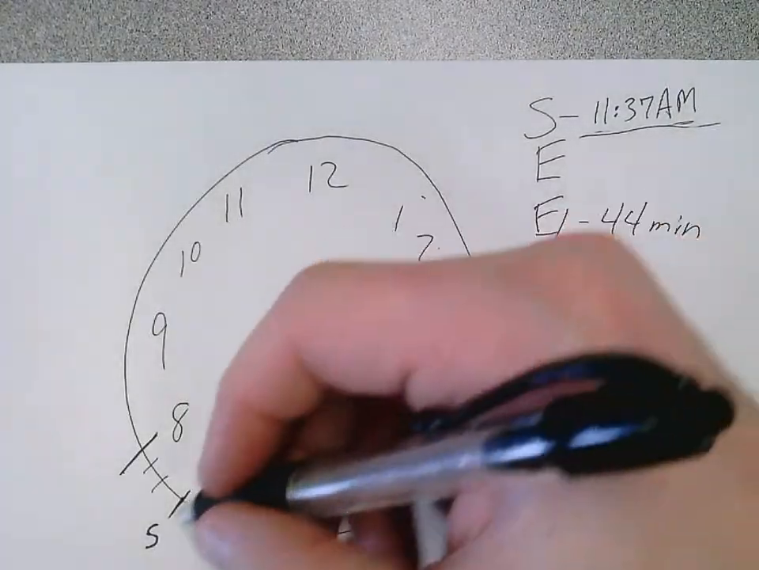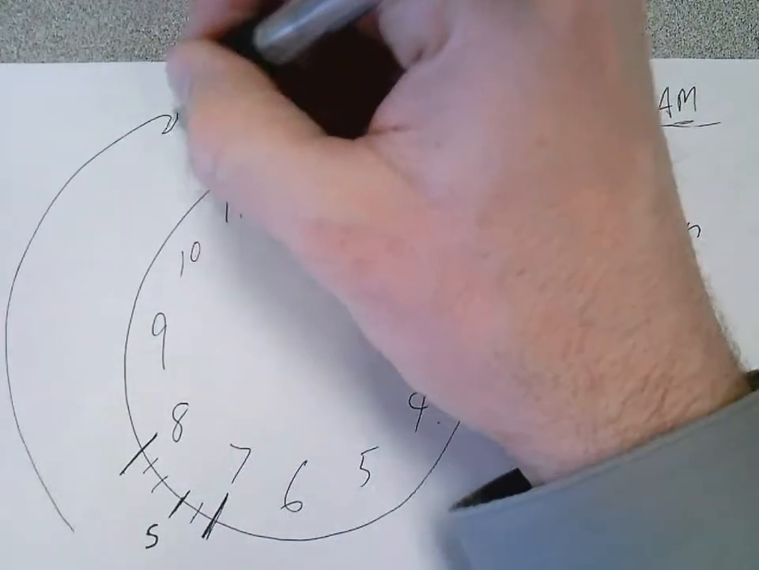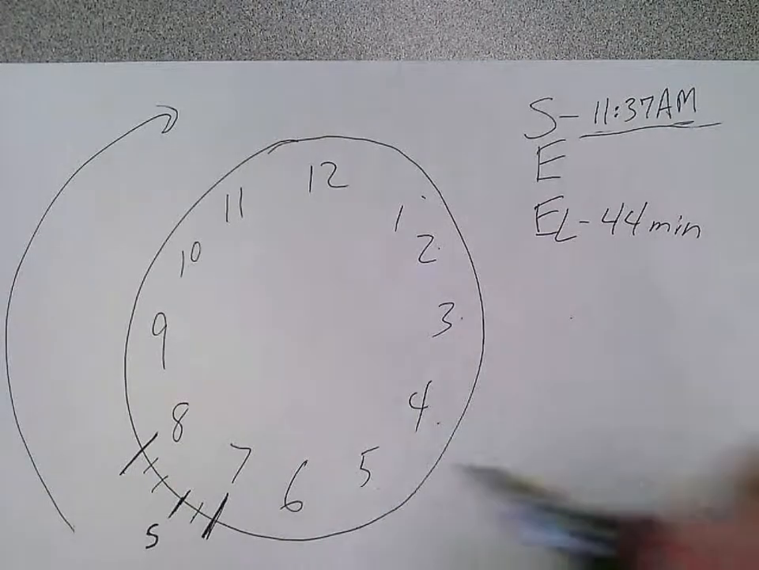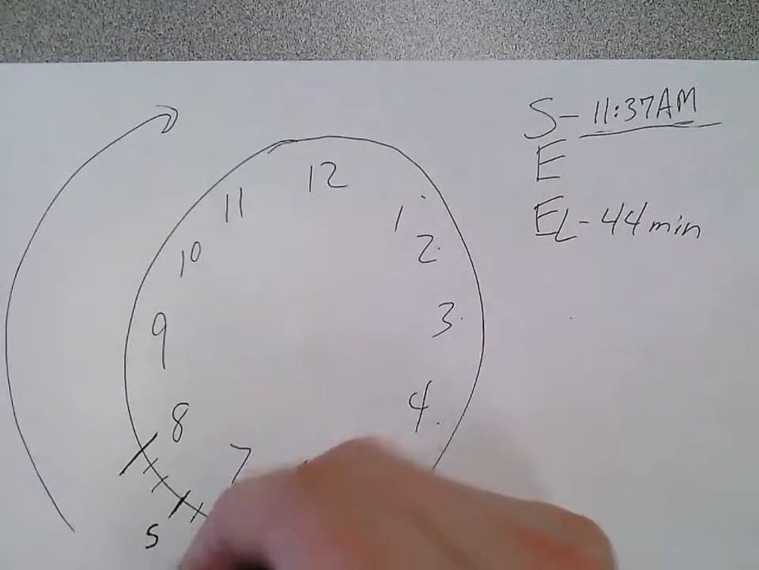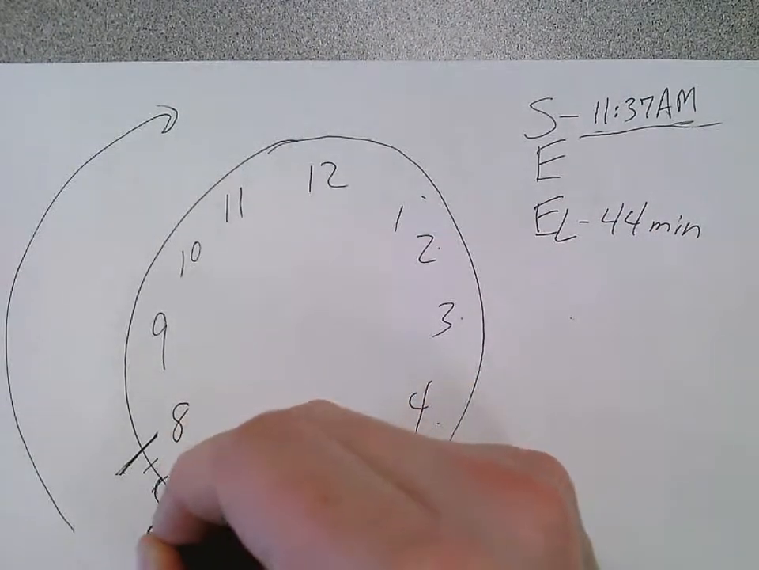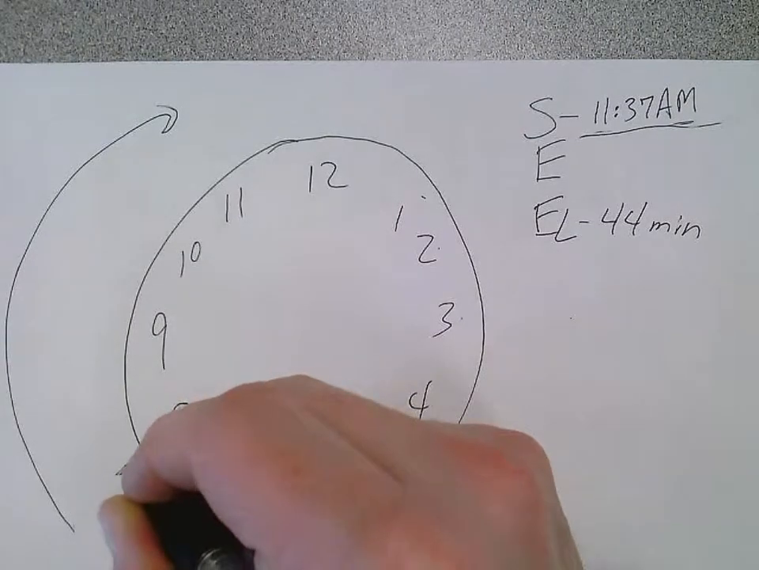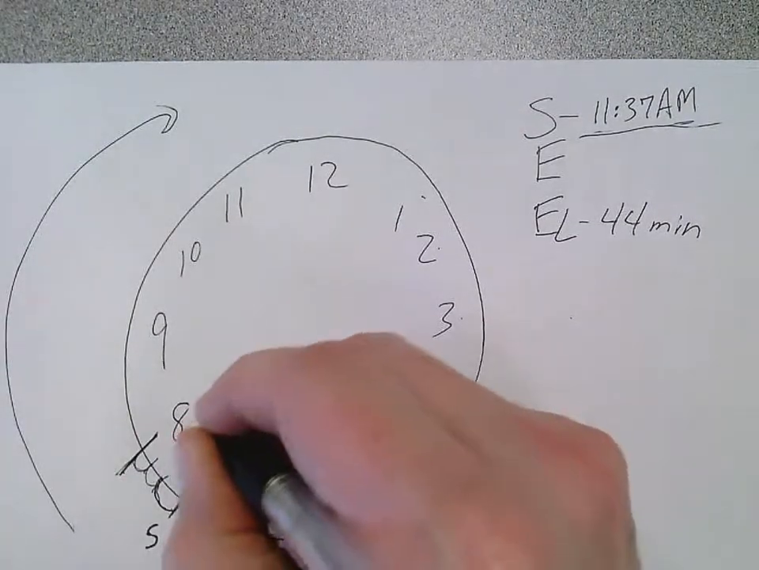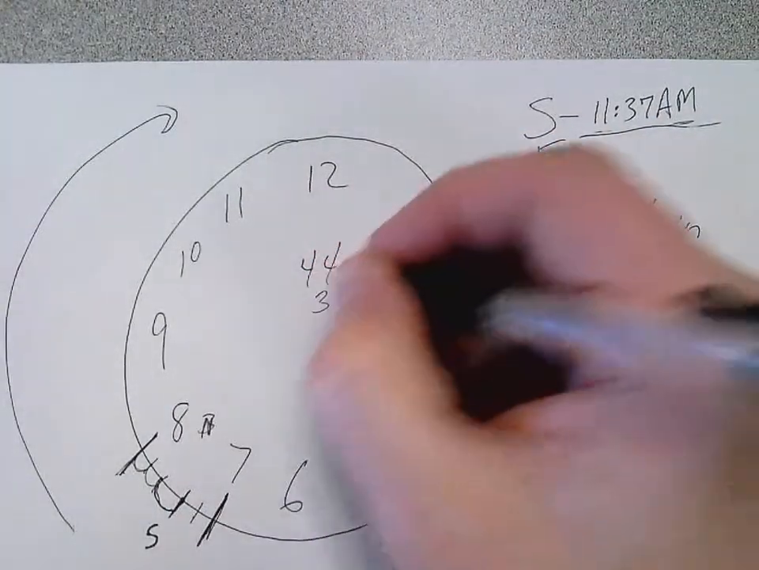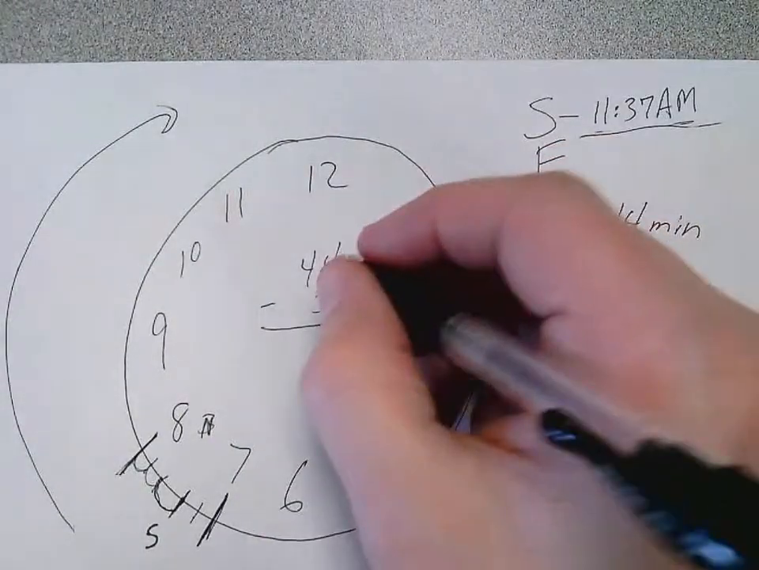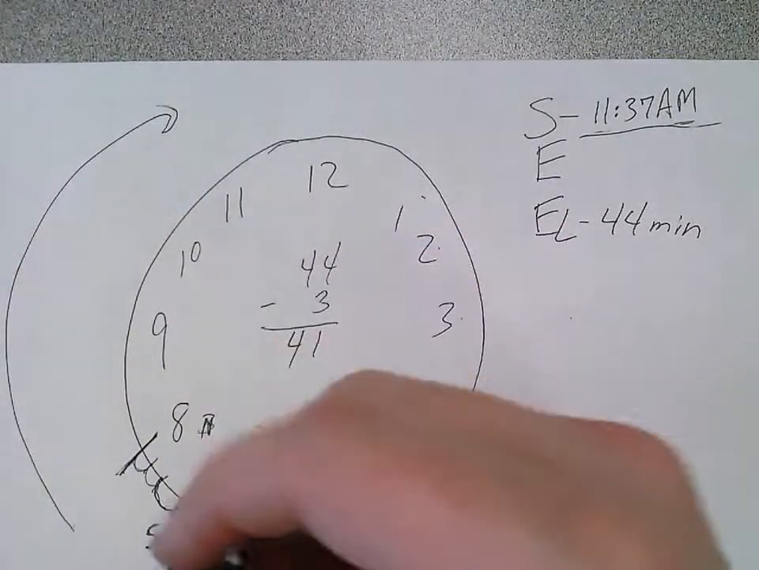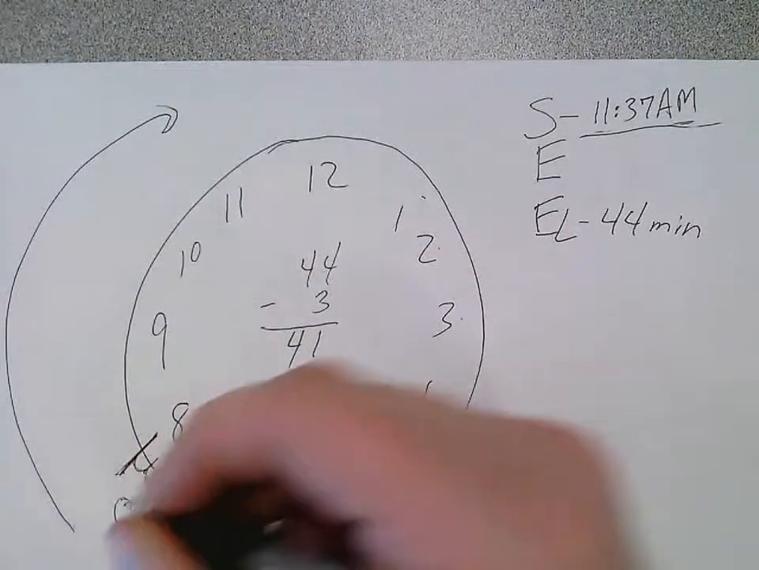So I'm going to start at my start and I'm going to go clockwise because I'm adding it on. For 44 minutes, I'm going to travel 44 minutes around the clock. So when I'm in between my 2 big tallies here, I count by 1 minute. So I start on the start, 1 minute, 2 minutes, 3 minutes. So right there I traveled 3 minutes. I need to travel a total of 44. And we subtract that, 44 minus 3 is 41. So I need to travel 41 more minutes because I already traveled 3.